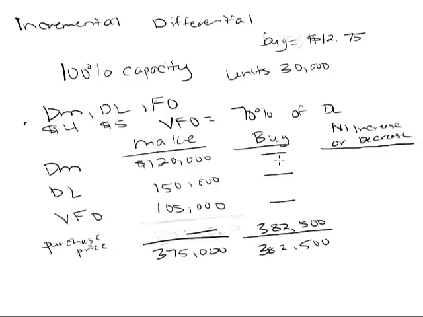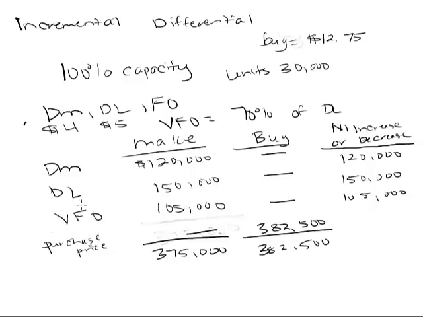So if we make versus buy, okay, so we're considering buying. So if we bought, we would increase income 120,000 because we wouldn't have the direct material cost. We'd increase income 150,000 because we wouldn't have direct labor cost. And we'd increase income 105,000 because we would not have variable factory overhead for that.